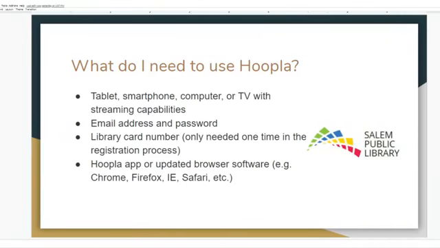So this is what you're going to need to use Hoopla. You are going to need a tablet or a smartphone, a computer or TV with streaming capabilities, an email address and password, your library card just the first time, and then there's also a Hoopla app you can download and put right on one of your portable devices and use it that way.